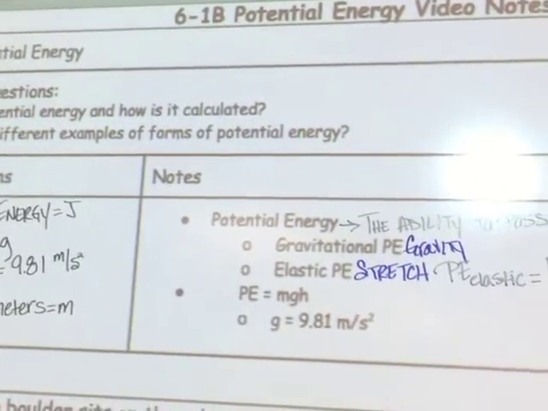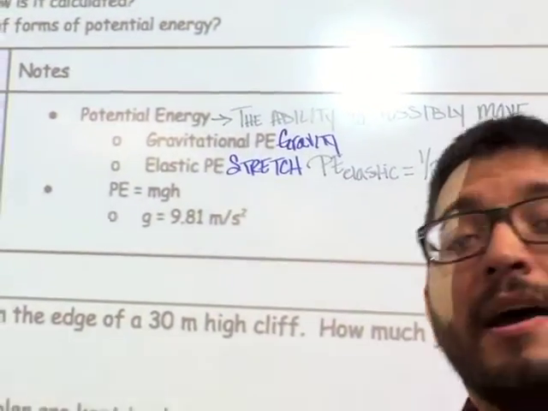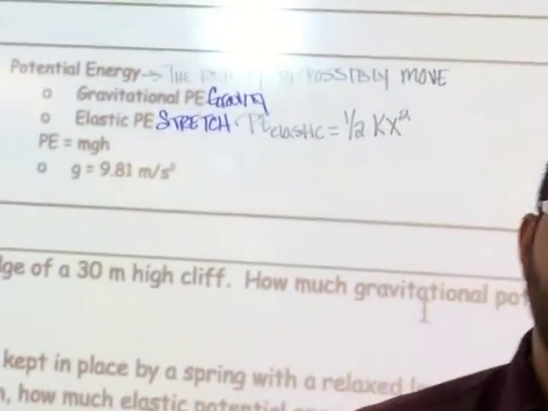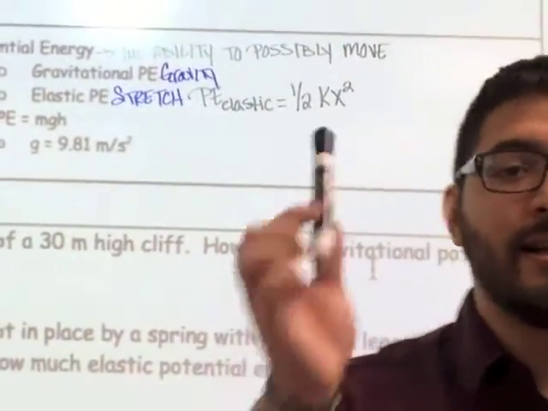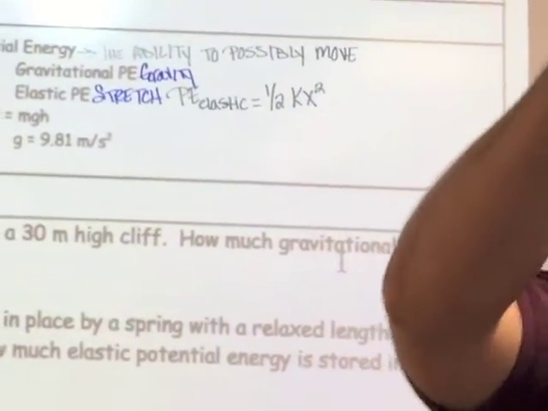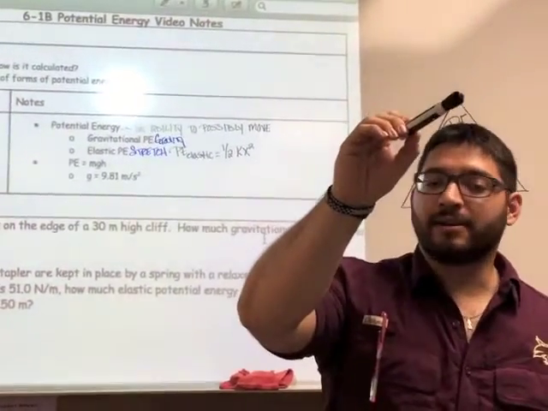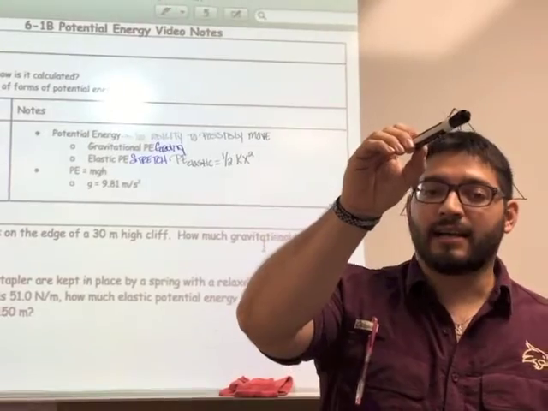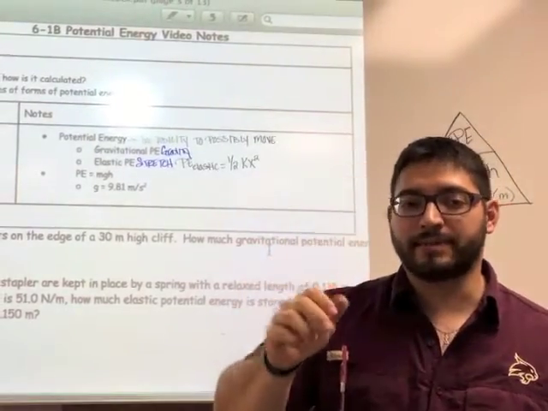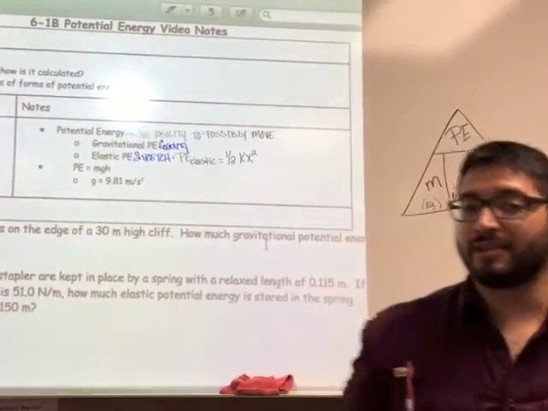So potential energy, well, there's two types. You have gravitational potential energy and you have elastic potential energy. Gravitational obviously has to do with gravity. So everything that goes up comes down, and has the potential to become kinetic energy. Up here, it doesn't have any kinetic energy unless I drop it. Now, that's going to be gravitational.